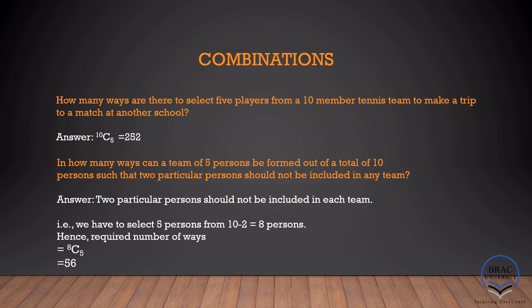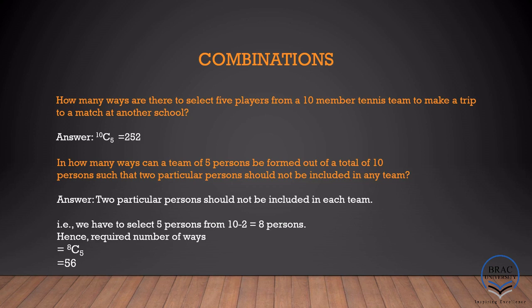Now come to a different type of problem, that is combination. How many ways are there to select 5 players from a 10 member tennis team to make a trip to match at another school? So we are picking 5 players and we have 10 different players to choose from. 5 from 10, and we are picking a team, that is 10C5.